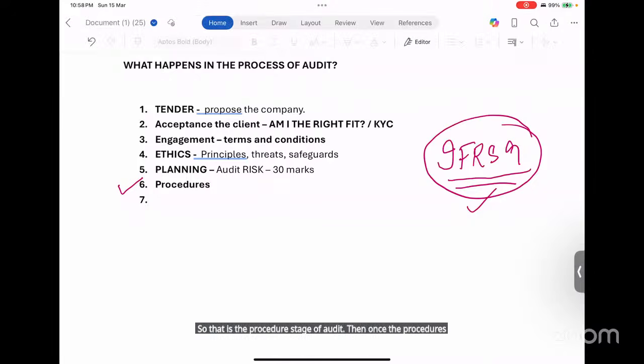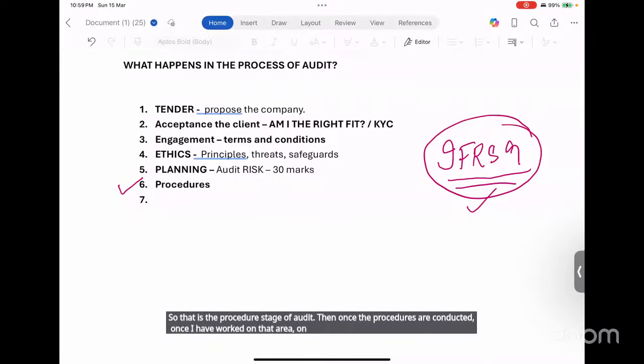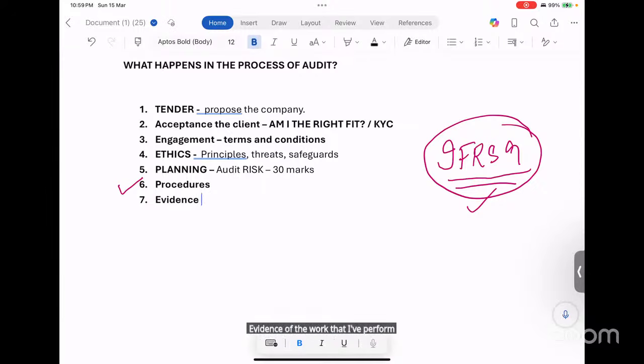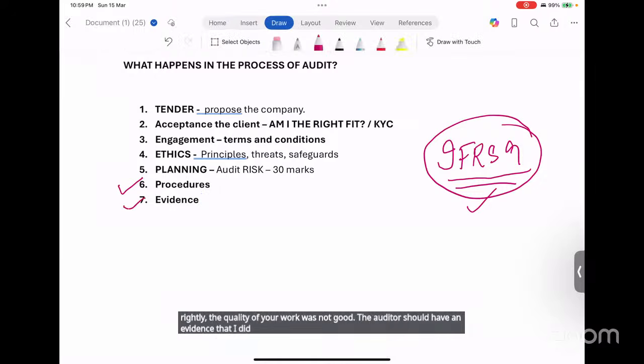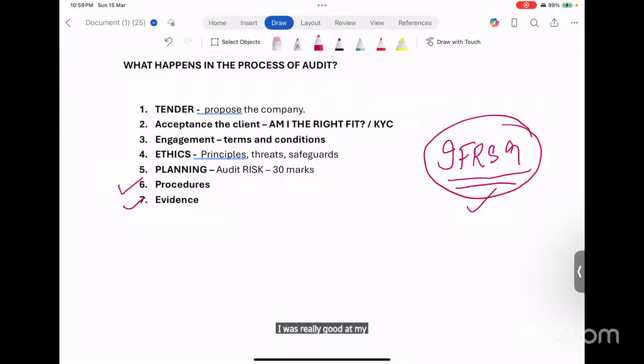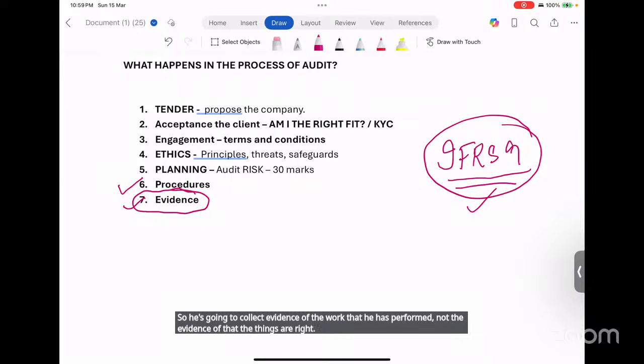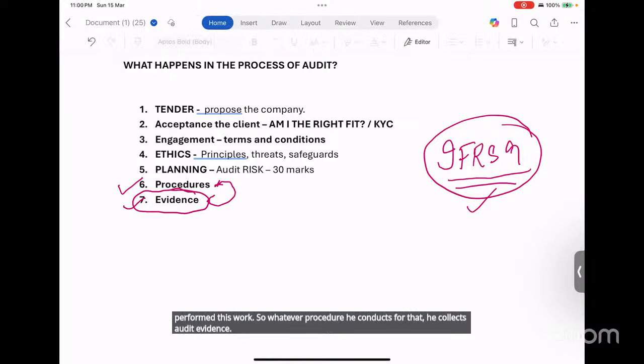So that is the procedure stage of audit. Then once the procedures are conducted, once I have worked on those identified areas, I am supposed to collect evidence of the work that I've performed. Because if by some unfortunate event, in future the auditor is sued that you didn't perform the work rightly, the quality of your work was not good, the auditor should have evidence that I did the work at the right time. I was really good at my audit work. I have not left any stone unturned in the quality of my work. So evidence is a very important thing for the auditor to collect. He collects evidence not that the things are right, but evidence that yes, I have performed this work. So whatever procedure he conducts, for that he collects audit evidence.